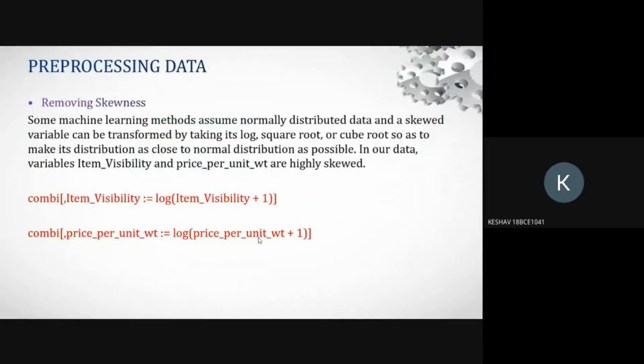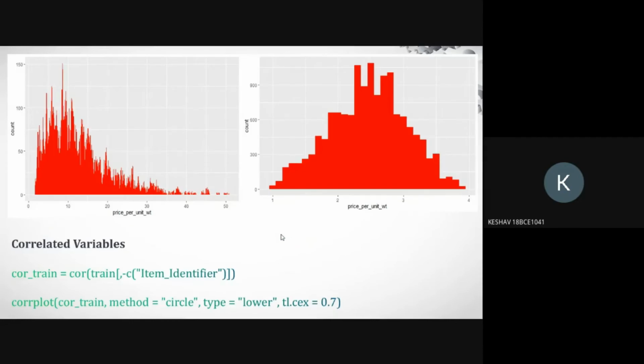So yeah, because our data is skewed, we have to remove the skewness by using a transformation. We found that a log transformation removed the skewness from the plot, so we used that. You can see that the price per unit weight is skewed, but then we normalized it by taking its log transformation, and then it's normalized.